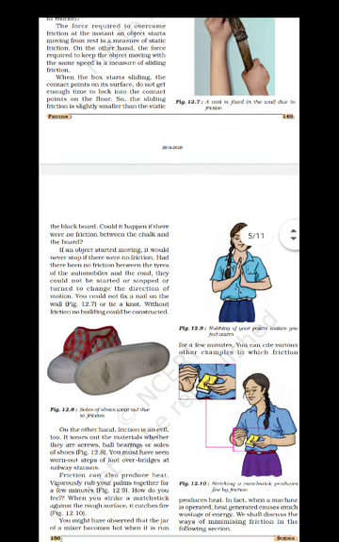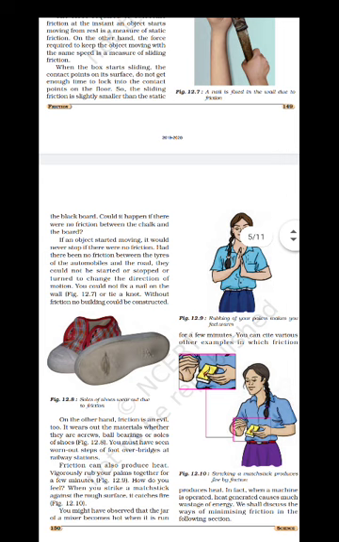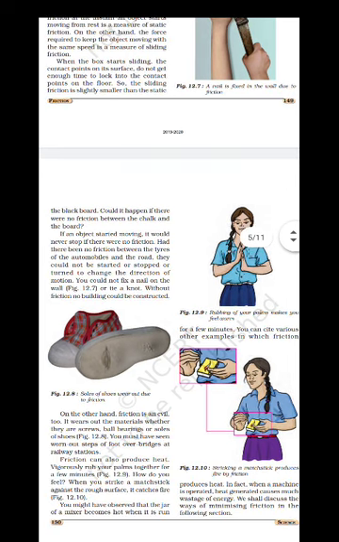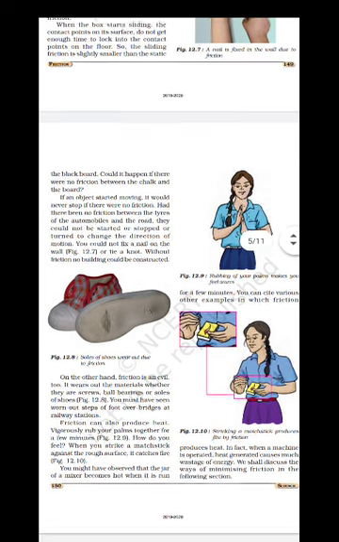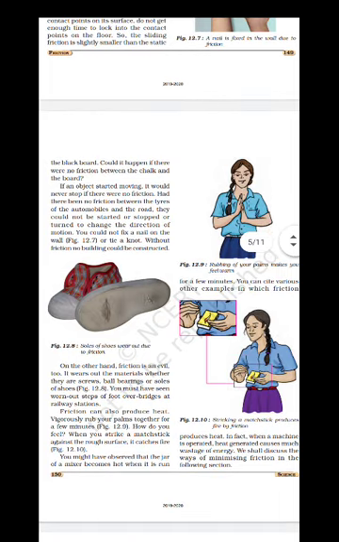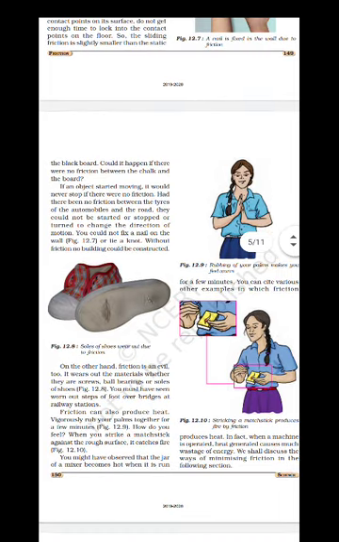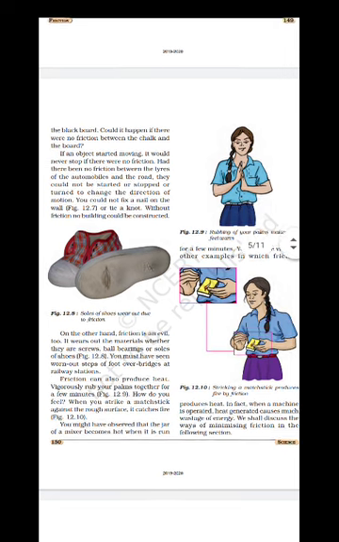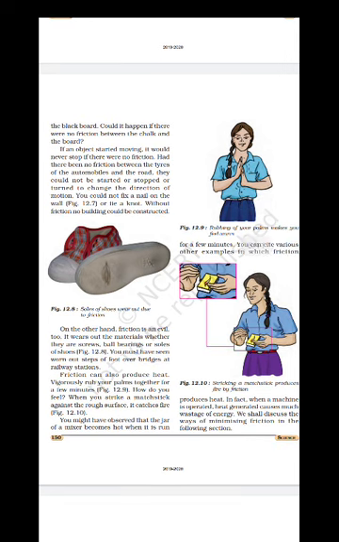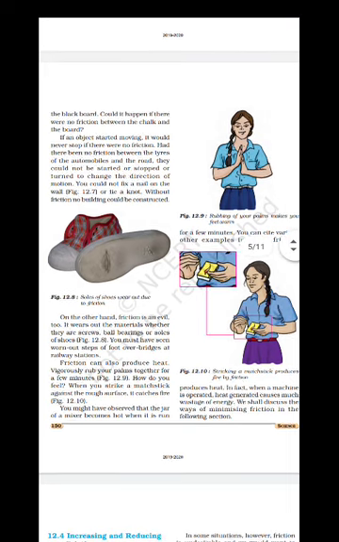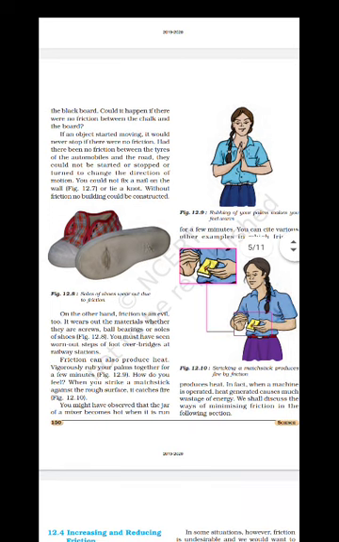If an object started moving, it would never stop if there were no friction. Had there been no friction between the tires of automobiles and the road, they could not be started or stopped or turned to change the direction of motion. You could not fix a nail on the wall or tie a knot. Without friction, no building could be constructed. So, on the other hand, friction is an evil too.